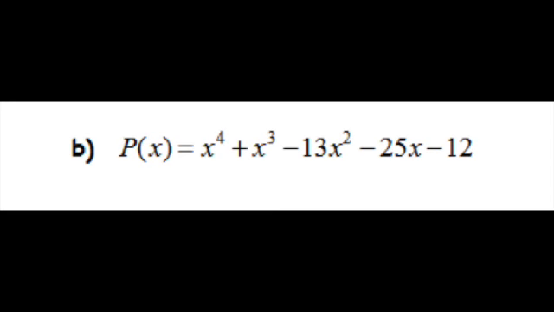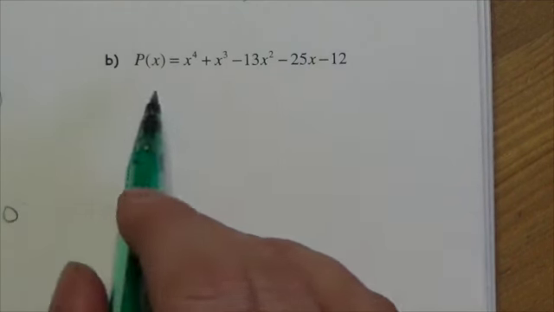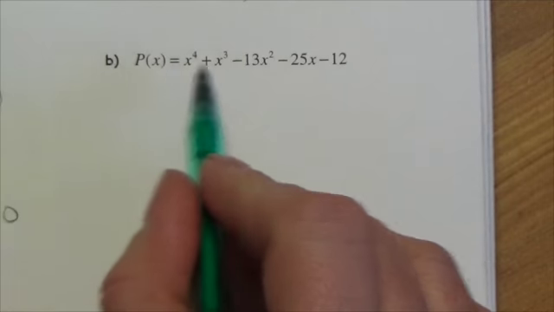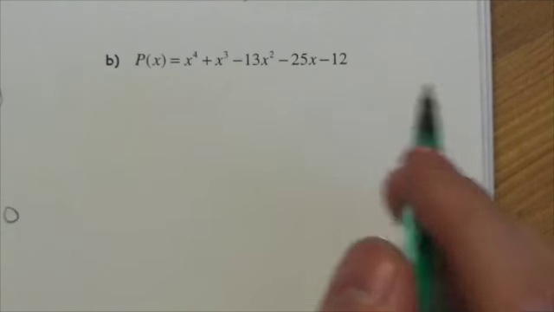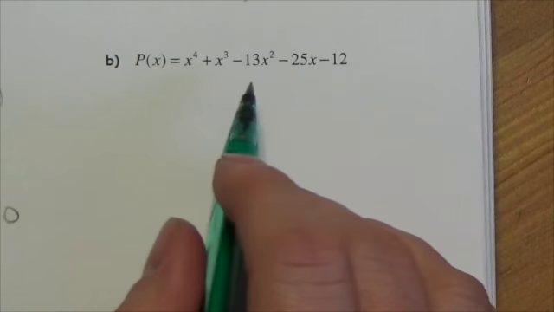x to the fourth plus x cubed minus 13x squared minus 25x minus 12. All right, same thing with this one. What we want to do here is factor this. Now, the first thing I'm going to do is look for common factoring, and I don't see anything. The next thing I would do is look for grouping here, but really there's nothing here.